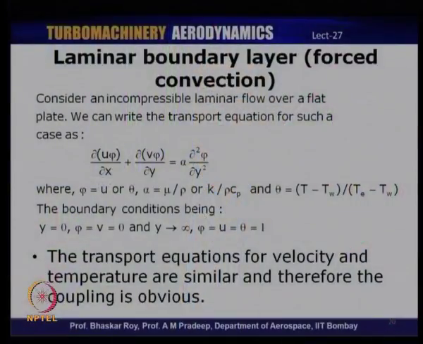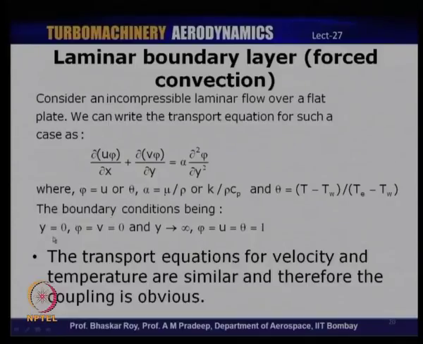So, let us consider a very simple case of an incompressible laminar flow over a flat plate. For this kind of application, we can write the transport equation as del u phi by del x plus del v phi by del y is equal to alpha del square phi by del y square. Here phi could be either u or theta, alpha could be either mu by rho or k by rho C p, and theta is the temperature differential (T minus T w) by (T e minus T w).